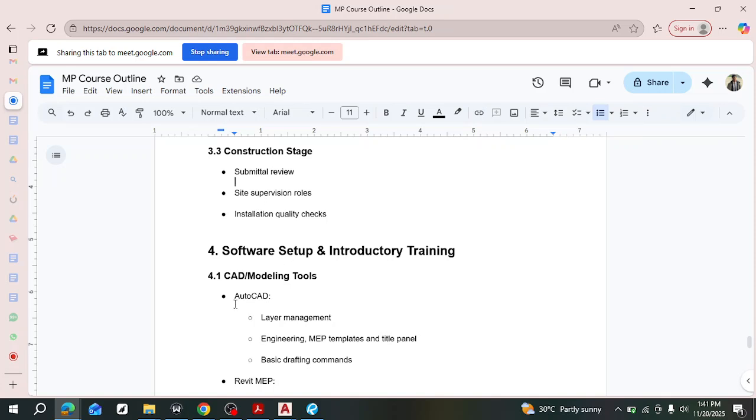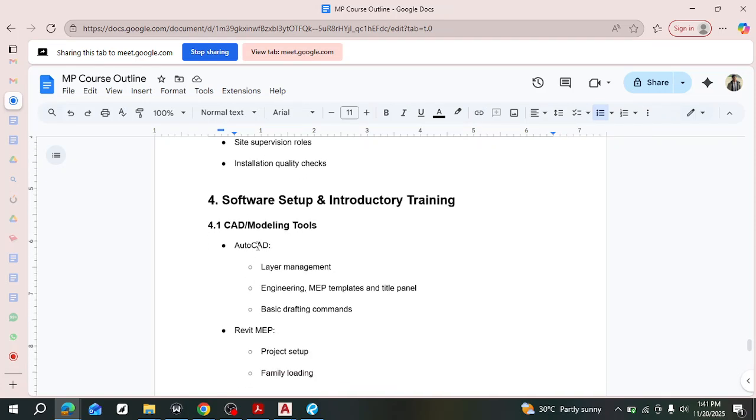Then next is the software you will use. You already know about AutoCAD, right? You know how to use it. You know about layer management, right? I know how to use Revit small. Then AutoCAD, oh, that is beautiful, that is very beautiful. So layer management. Okay, we are going to use AutoCAD more.